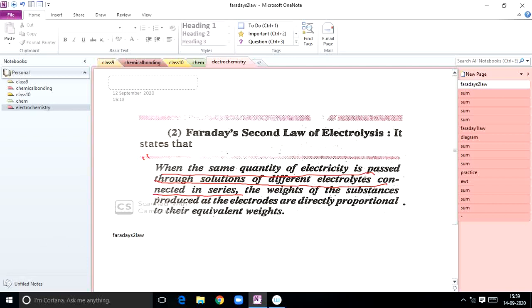The weights of the substances produced at the electrodes are directly proportional to their equivalent weights. So the weights of the substances deposited at the respective electrodes, in electrolytes connected in series, are directly proportional to their equivalent weights. That is the statement.